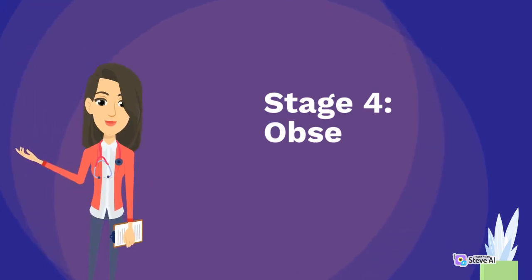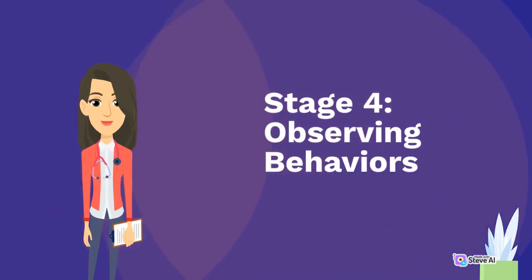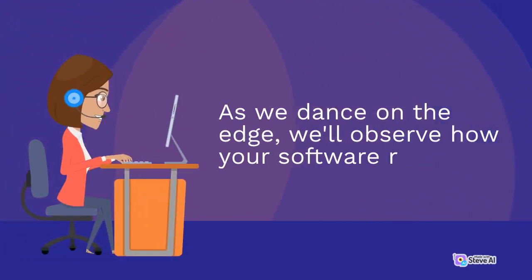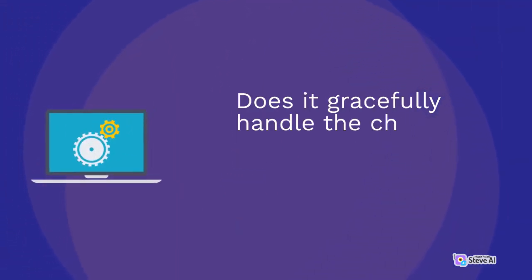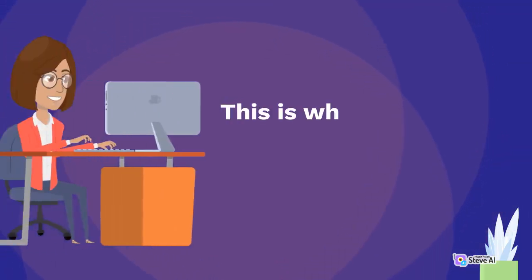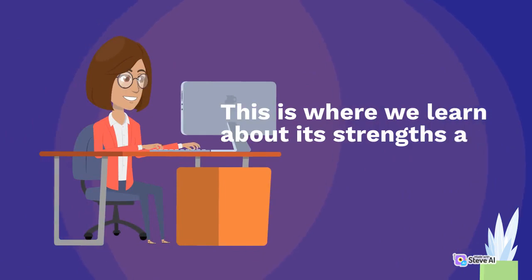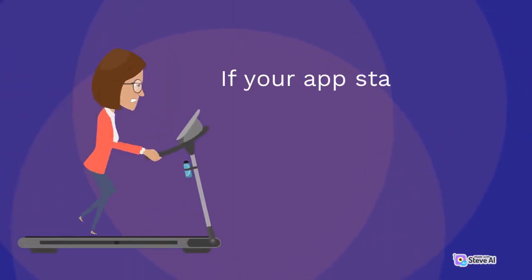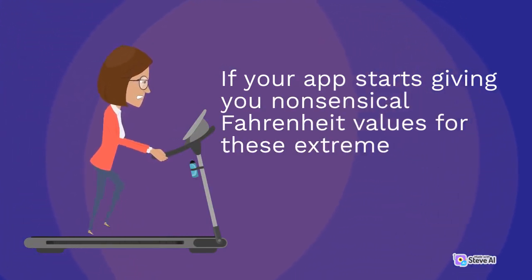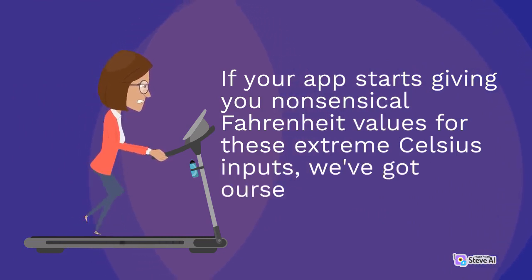Stage 4. Observing behaviors. As we dance on the edge, we'll observe how your software reacts. Does it gracefully handle the challenge, or does it trip and fall? This is where we learn about its strengths and weaknesses. If your app starts giving you nonsensical Fahrenheit values for these extreme Celsius inputs, we've got ourselves an issue.